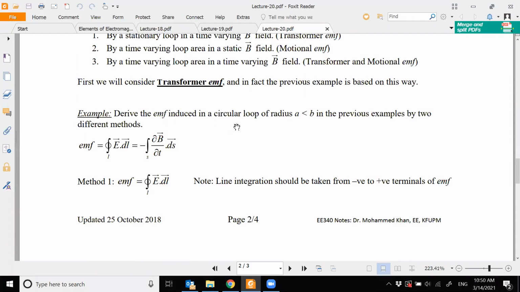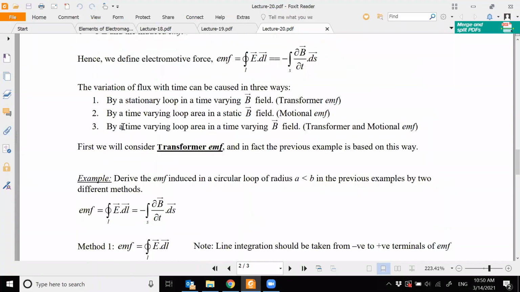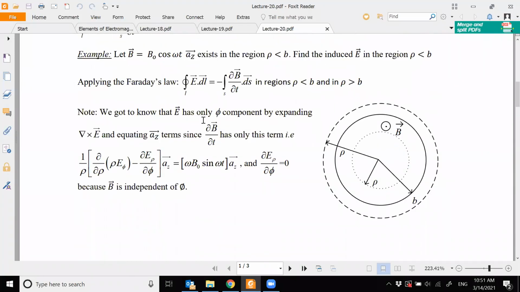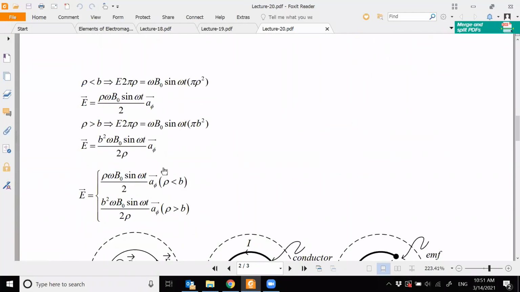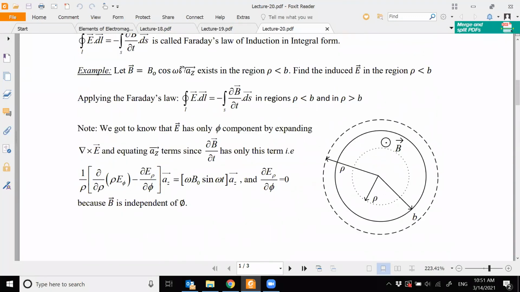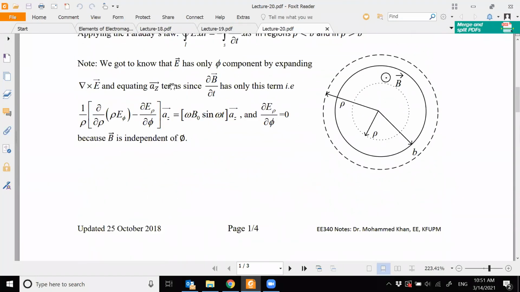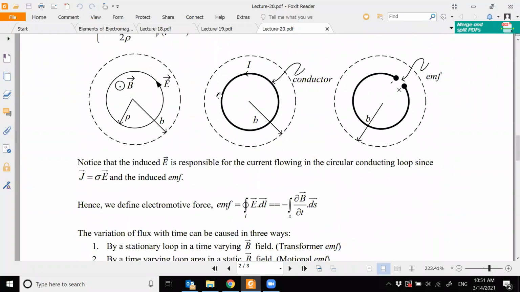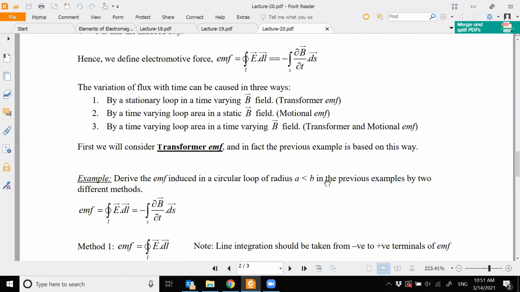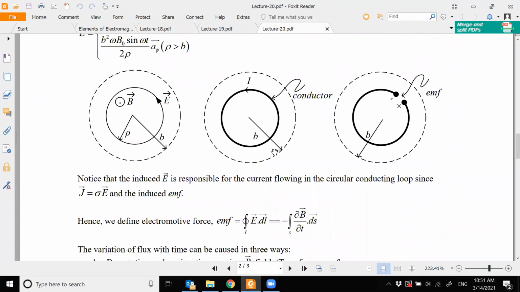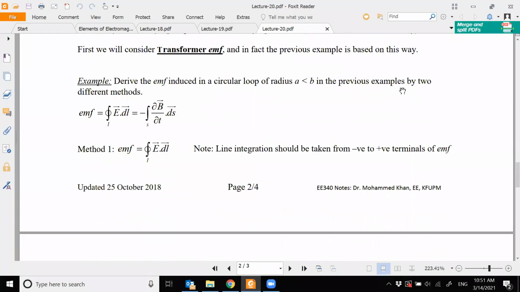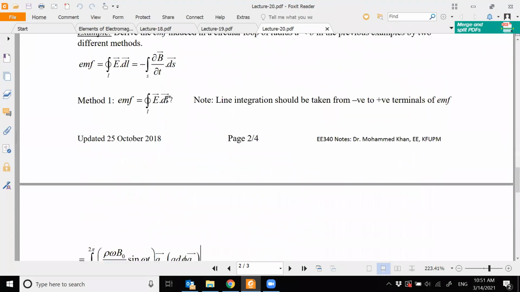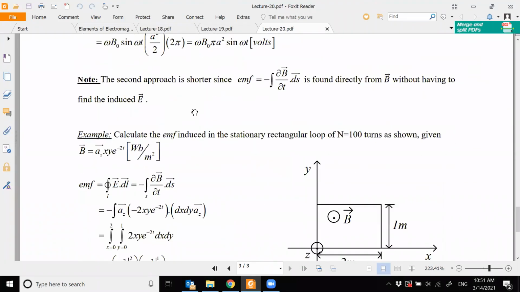So, derive the EMF induced in the circular loop of radius A less than B in the previous examples by two methods. This was our previous example where we already found the electric field induced by this time varying magnetic flux density. Now he is saying that I have inserted a loop of radius less than B. So this is the loop, because this is the radius A. And then we need to find the EMF induced. There are two methods. Maybe we will look at this in our next class.